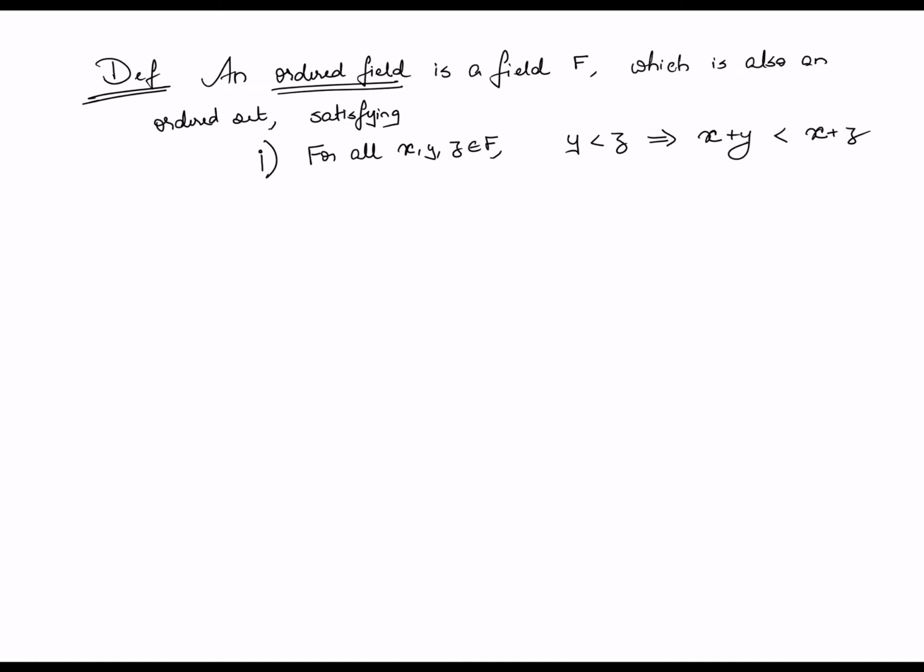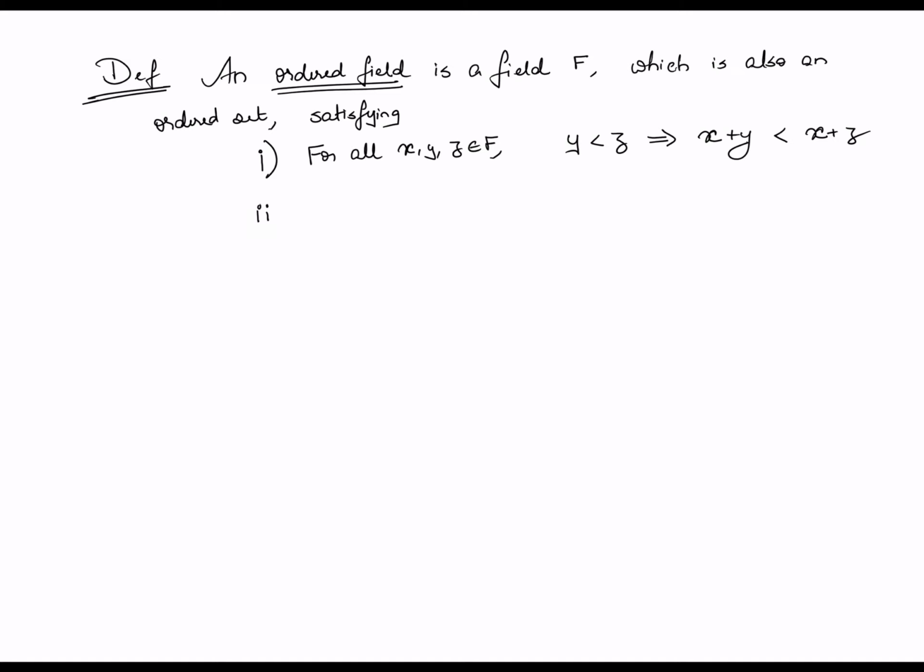Okay, so this is a kind of natural property that if y is less than z, I am, quote unquote, allowed to add x on both sides and the inequality still holds, right? So you are allowed to add the same element to both sides of the inequality and it still holds, right? That's the first property. Note that this links the ordering property from the ordered set to the addition property from the field, right?